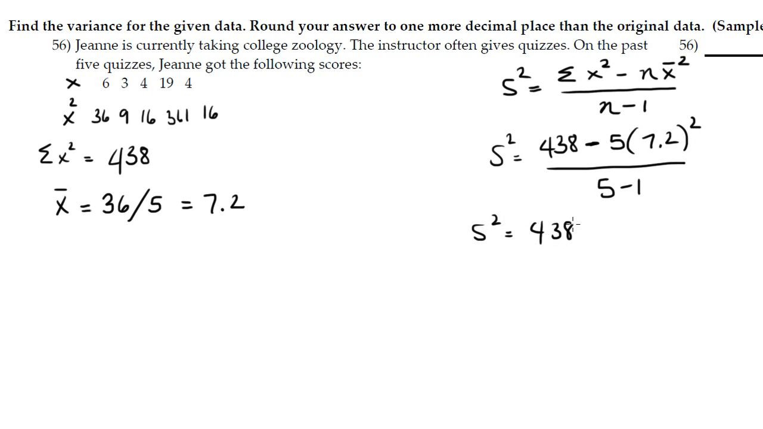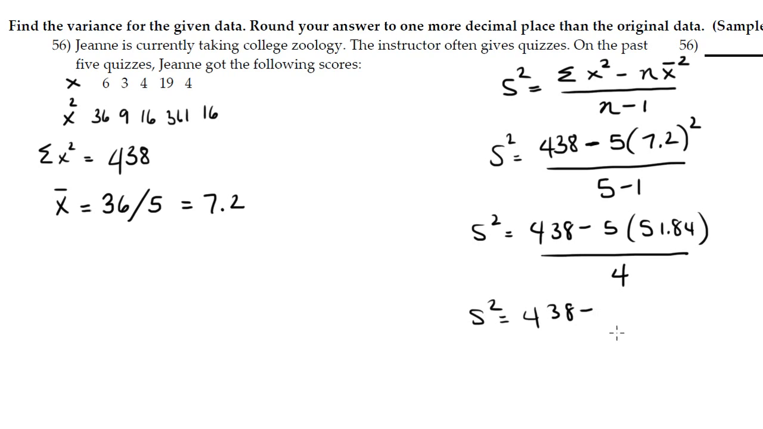So 438 minus 5 times 7.2 squared, 51.84, divided by 4. So 438 minus 5 times 51.84. And you can type this whole statement in one fell swoop in your calculator, but I'm just showing all the steps, just so if we make a mistake, we can see where it is.